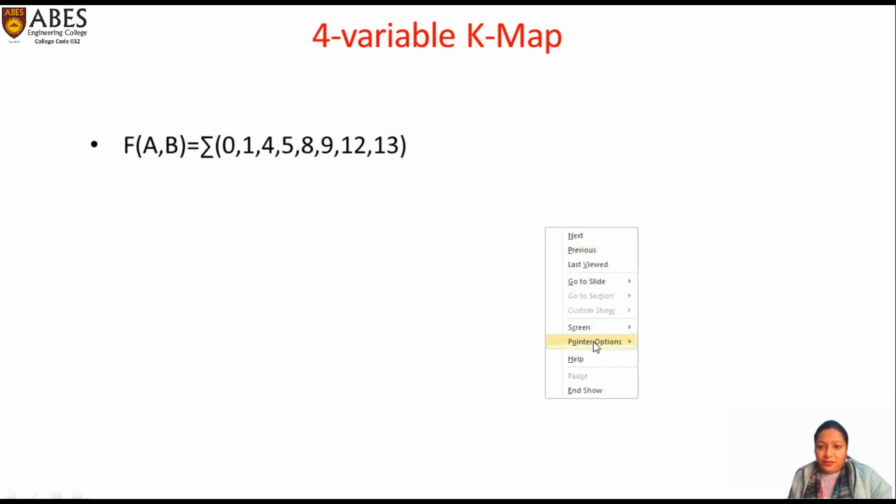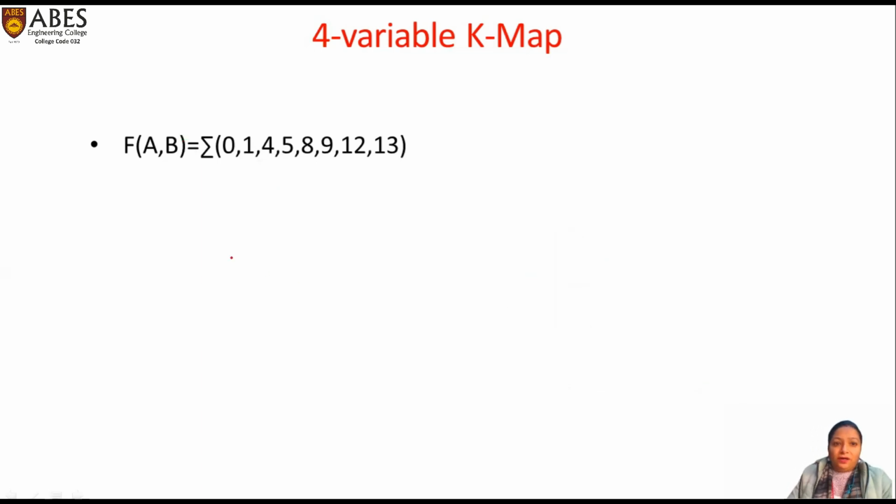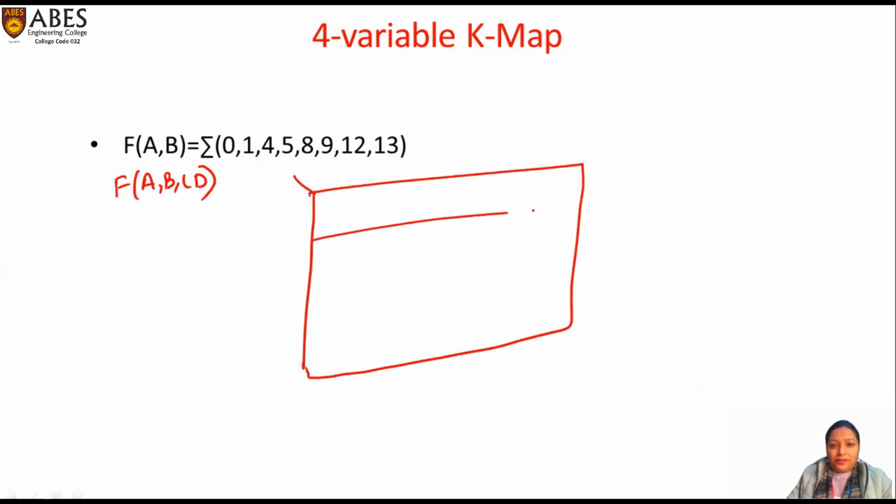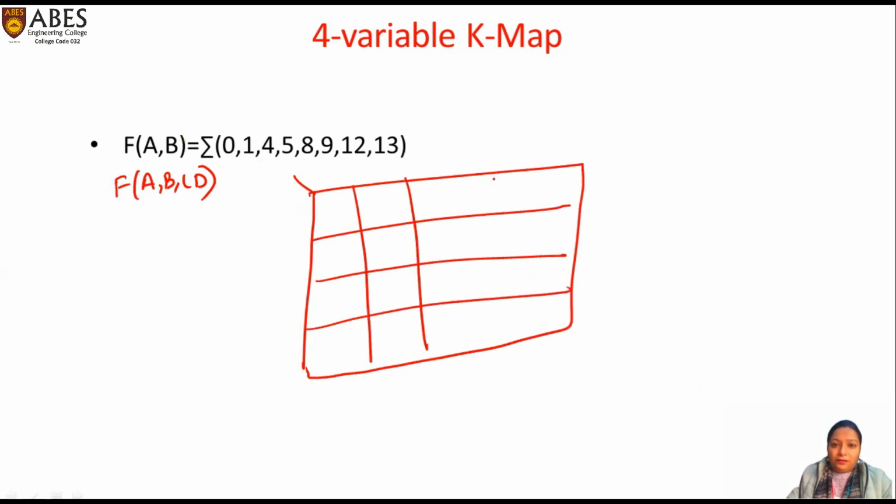Coming up to the next, a 4 variable K-map. This is f of A, B, C and D. This will be interesting to solve. We can write A, B here and C, D here. 0, 1, 2, 3. Remember this indexing. 4, 5, 6 and 7, 8, 9, 10 and 11, 12, 13, 14 and 15.